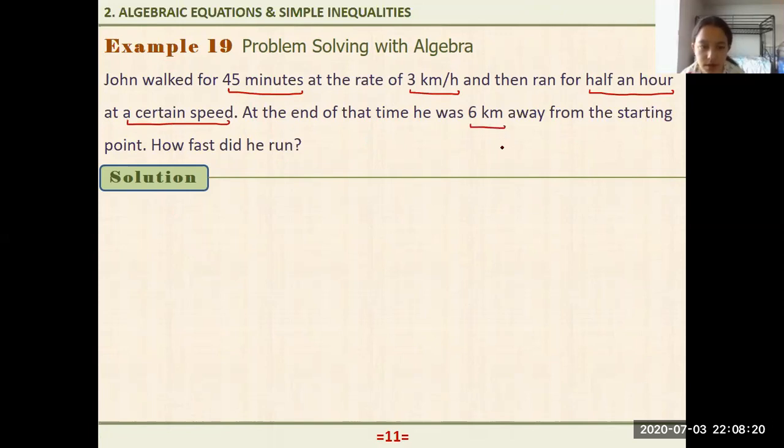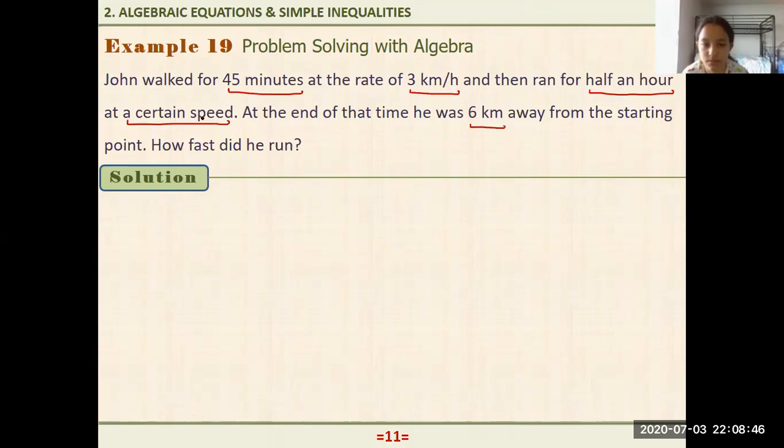Now, when you're reading the second time, Shahina, if the questions are already printed out, you need to hold a highlighter, okay? Highlight which are the most important keywords. Here, John walked 45 minutes, so that is the time, right? At the rate of 3 kilometers per hour, that is the speed, okay? And then ran for half an hour, that is time.